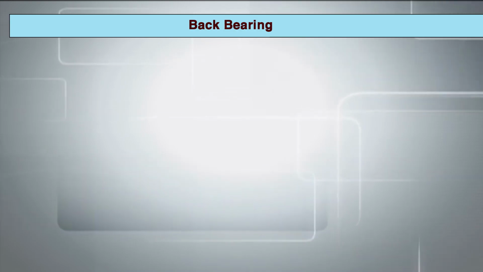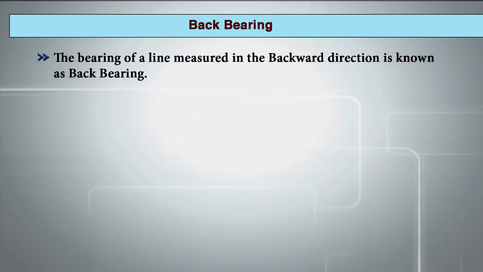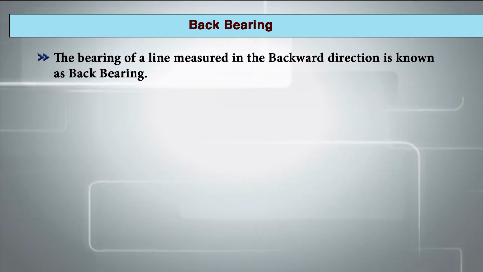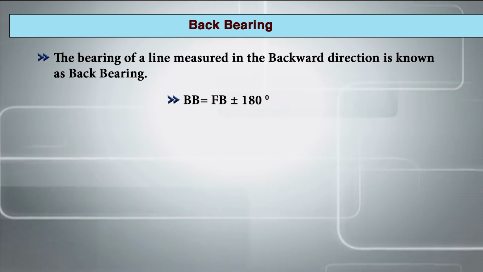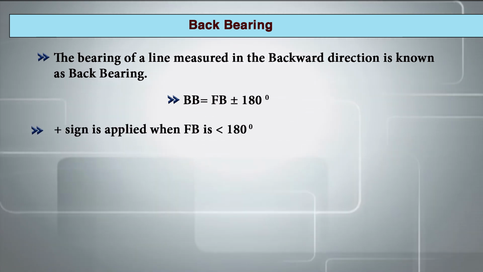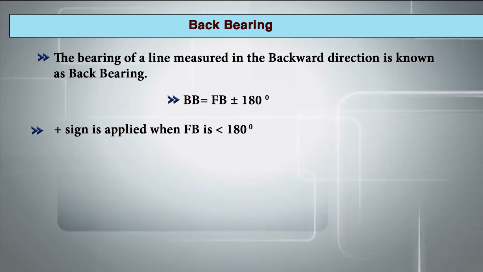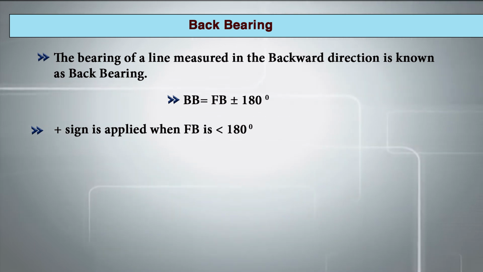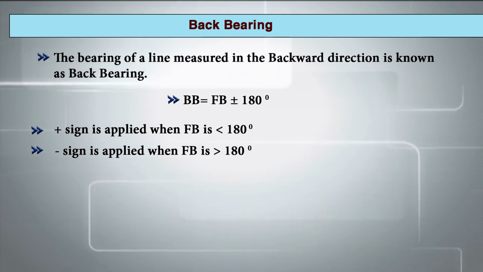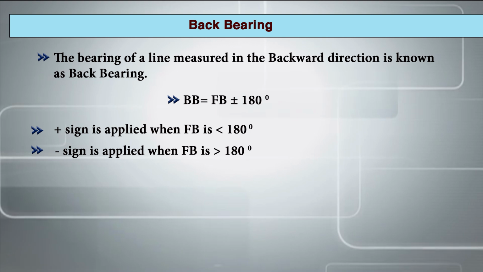Now, let us discuss what is back bearing. The bearing of a line measured in the backward direction is known as back bearing. Back bearing is equal to forebearing plus or minus 180 degree. The plus sign is applied when forebearing is less than 180 degree. The minus sign is applied when forebearing is greater than 180 degree.